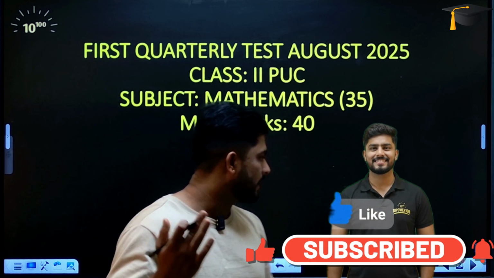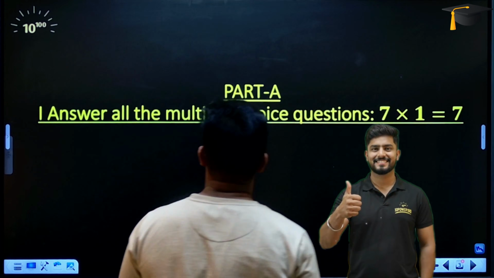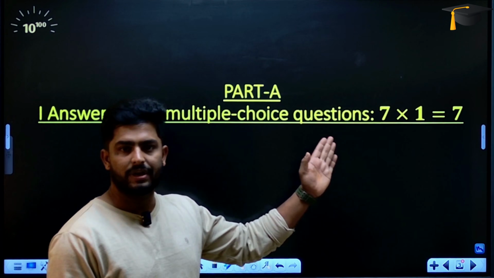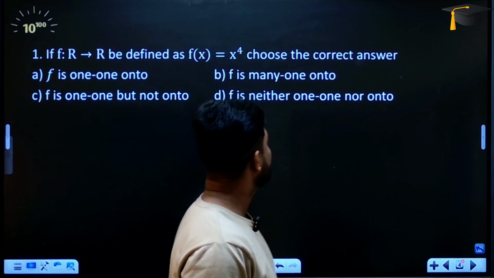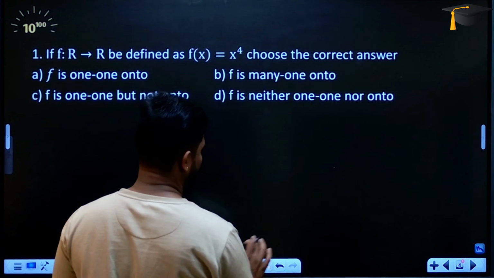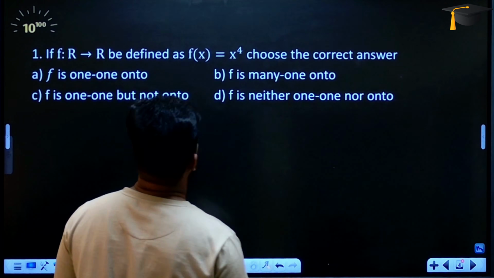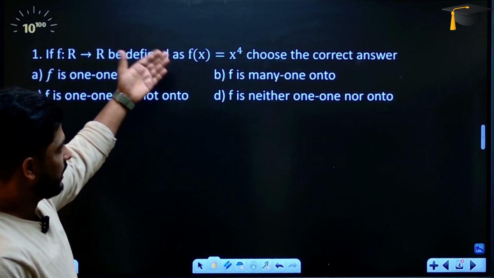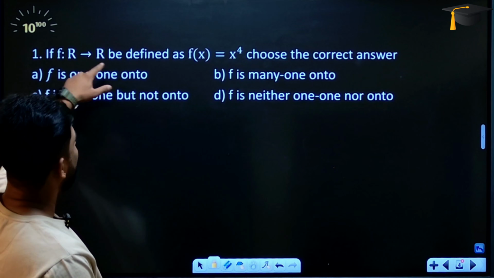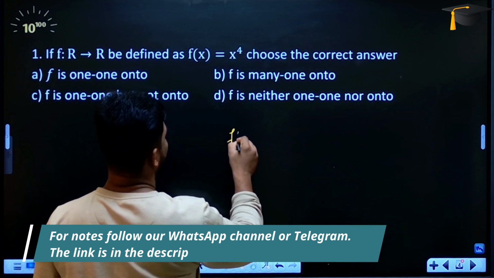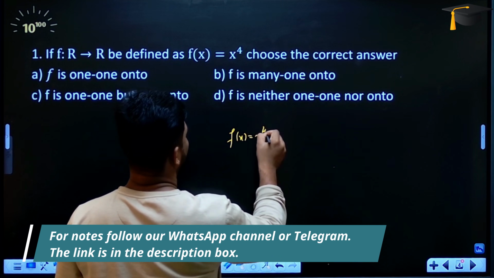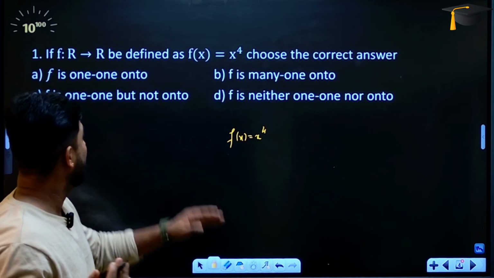So let's get into it. As you all know, the first 7 will be MCQs. The first MCQ is on relations and functions. So it's actually functions itself, right? f of x is equal to x to the power 4. You know that it is x to the power 4, from real numbers to real numbers.